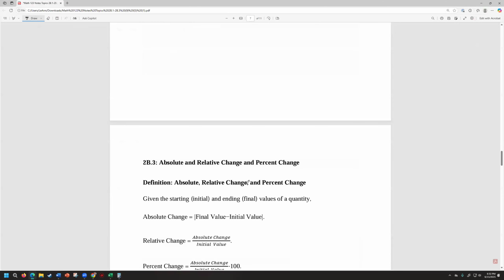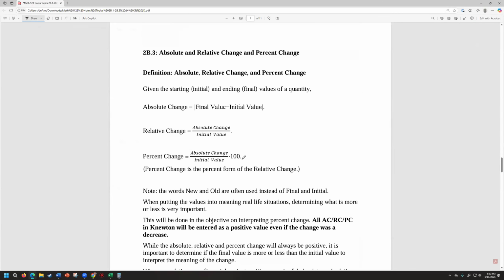So that's the end of 2B2. So we have our last section, which is 2B3. And I do need to make a slight change. These notes, Newton made a change to how they are doing this part.